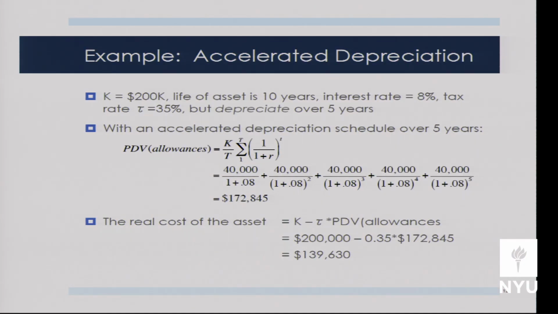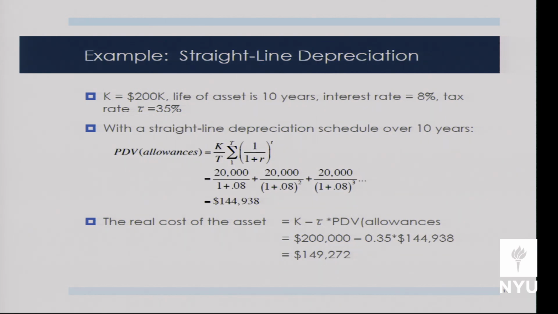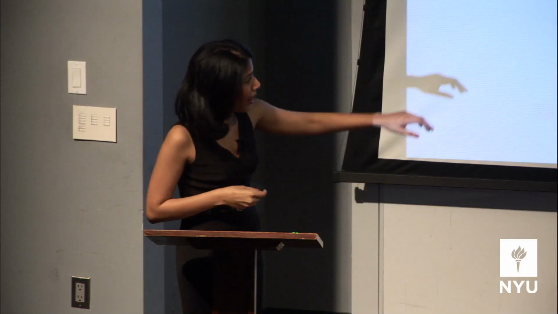Okay, let's say the government looks at the recession. They say, you know what, we're looking at the, yeah, question. Sorry. Yeah, of course. So the 149,000 is what is the allowance amount? No, the allowance amount is 144,938. That's the PDV of the allowances. Right. Then what do they get taxed on? So they get taxed on the income they earn from this thing. That's on the other side.